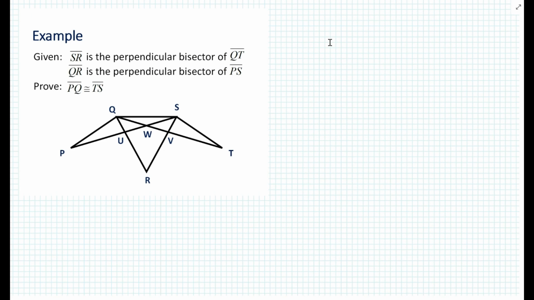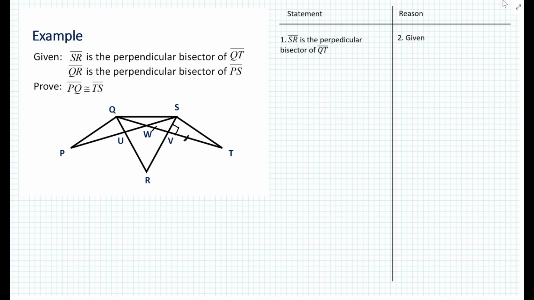Let's now look at a final example where we can apply any of these theorems that we have learned today. So according to the diagram, we know that segment SR is the perpendicular bisector of QT. And we also know that segment QR is the perpendicular bisector of segment PS. How do you prove that segment PQ is congruent to segment TS? Well, let's first generate a statement reason table and label whatever we know in the diagram.